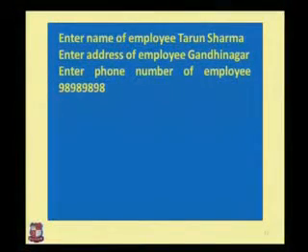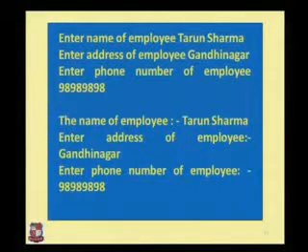Then what do we get in the output? In the output we get the values of that particular employee. Enter the name of the employee: my name is Tarun Sharma. Then enter the address of the employee: we are living in Gandhinagar, so Gandhinagar. Then enter the phone number of the employee: 98989898. It is a dummy number. Then the same details are printed as we declared in the structure. So the structure template represents the employee name, employee address and employee phone number. These details can be printed by using the dot operator.